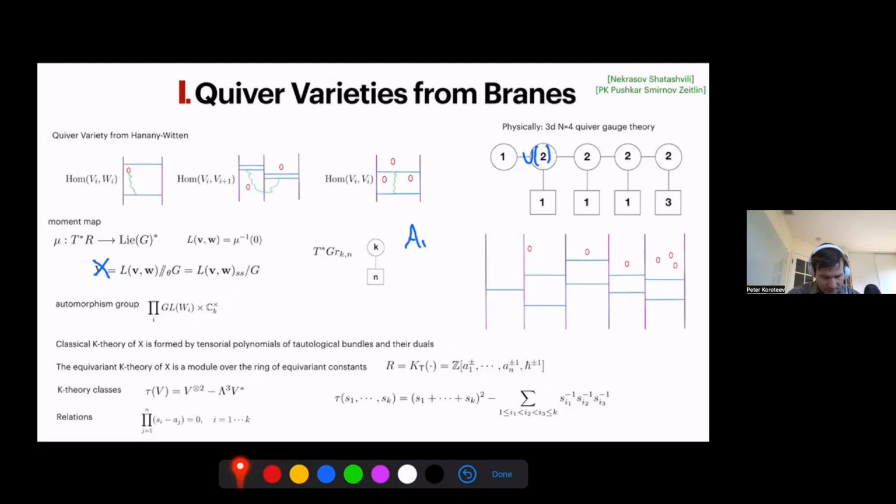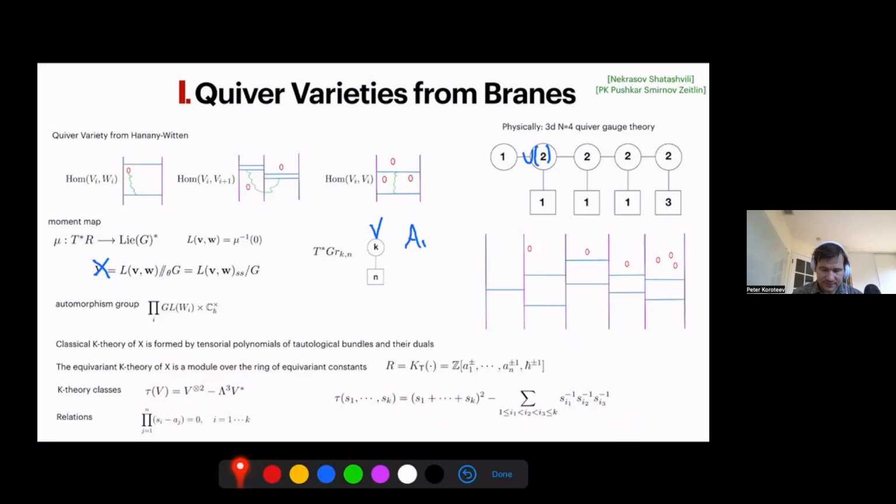Yeah. So as an example for this Grassmannian, for T star Grassmannian, if you take this K-theory class V tensor squared minus third exterior power of the dual, where V is the tautological bundle for the gauge node, the corresponding class tau is given by this polynomial, right? So that's the classical tautological K-theory class.